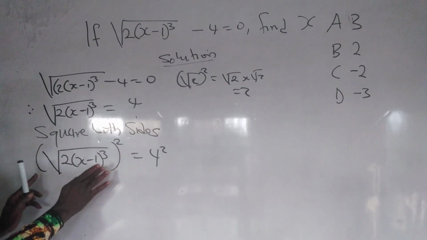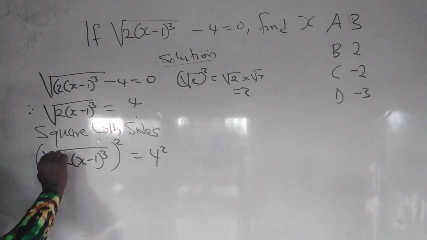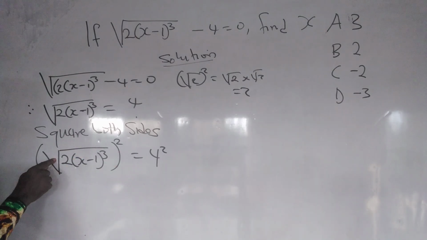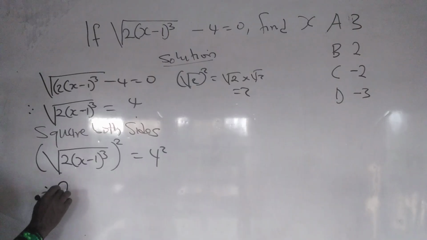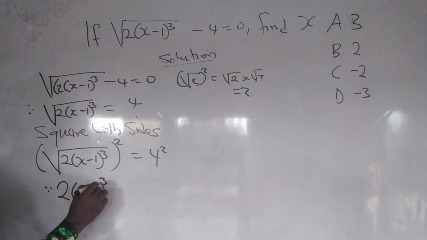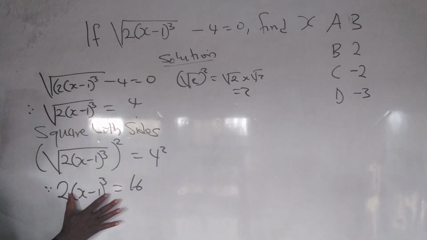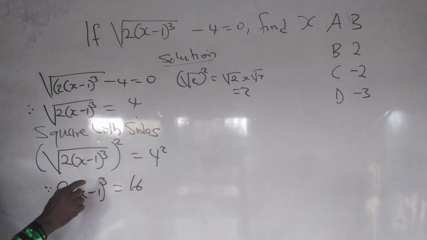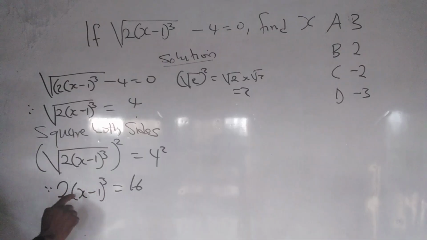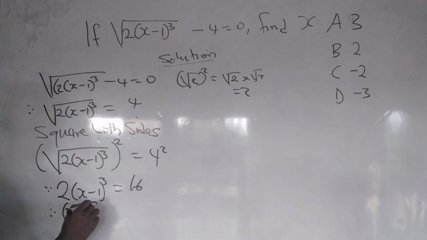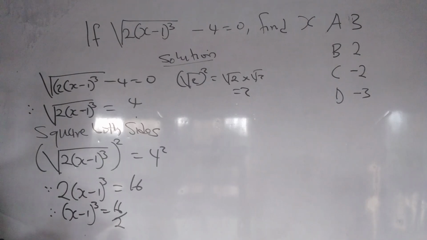Now, if I find the square of the whole of this, I will remove the square root sign. So what I will end up having will be 2 into x minus 1 raised to the power of 3. That's very simple. So this side is going to be 16, 4 times 4. What is the next step? I will make this side stand alone by dividing through by 2. So if I do that, I will have x minus 1 raised to the power of 3 is equal to 16 all over 2.